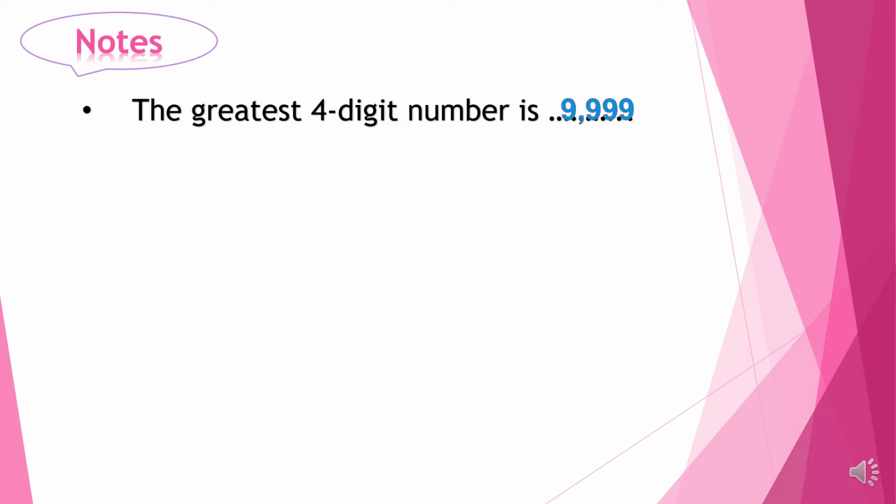How can I read this number? As we said before, start from the right, 1, 2, 3, and put comma. Now let's read from the left. 9,999.